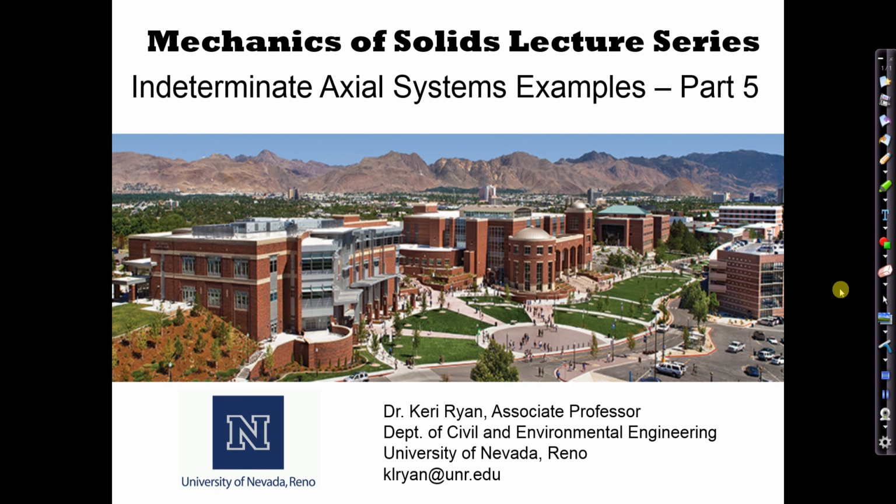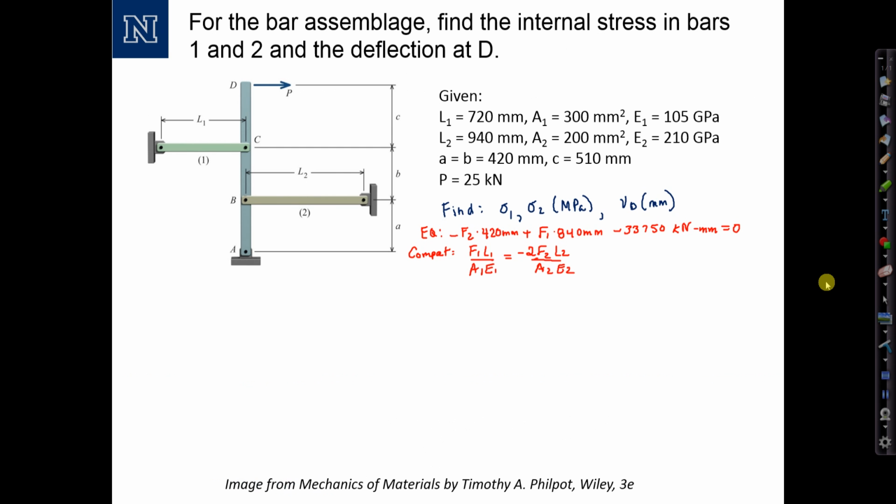In this video we will complete the example that we started in the last video, which was this rotating rigid bar as shown on this page. Let's remind ourselves of what we solved for in the last video. We found the relation between F1 and F2 based on equilibrium, as well as the compatibility equation shown here.